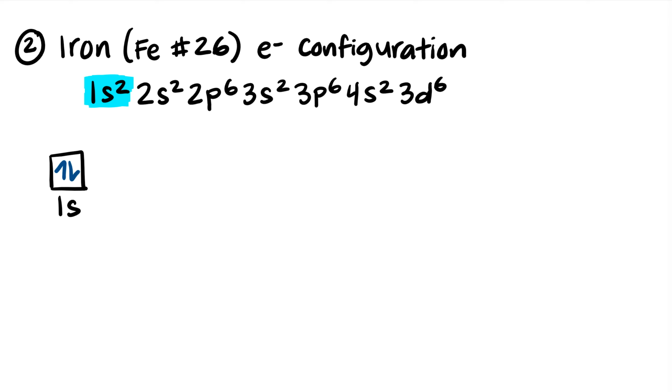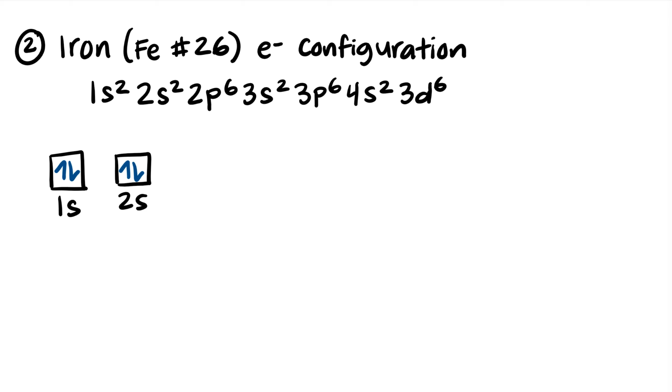Now to the next sublevel in our electron configuration, the 2s sublevel. S equals 1 box, so we'll draw 1 box and label it 2s. The exponent on 2s is 2, so I'm going to draw 2 arrows inside of 2s. But again, I remember 1 up and 1 down.